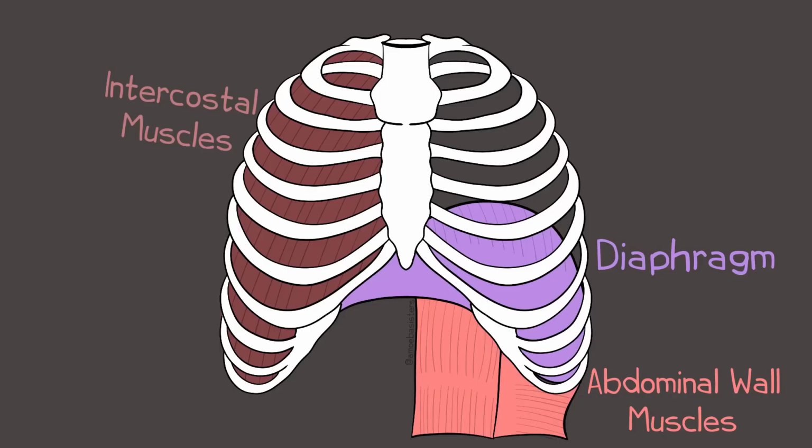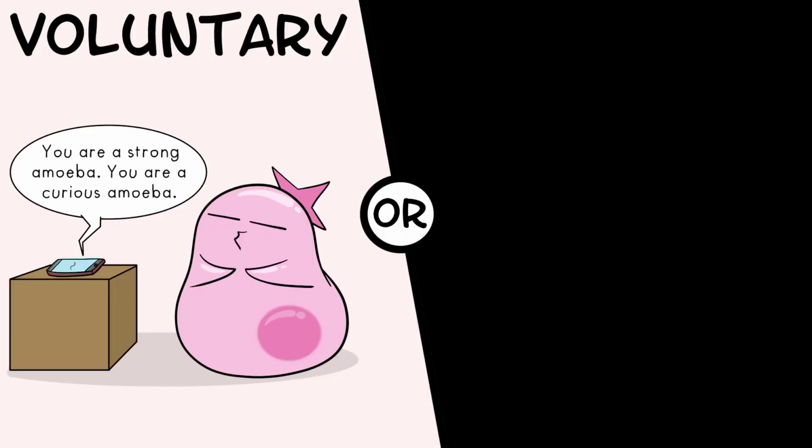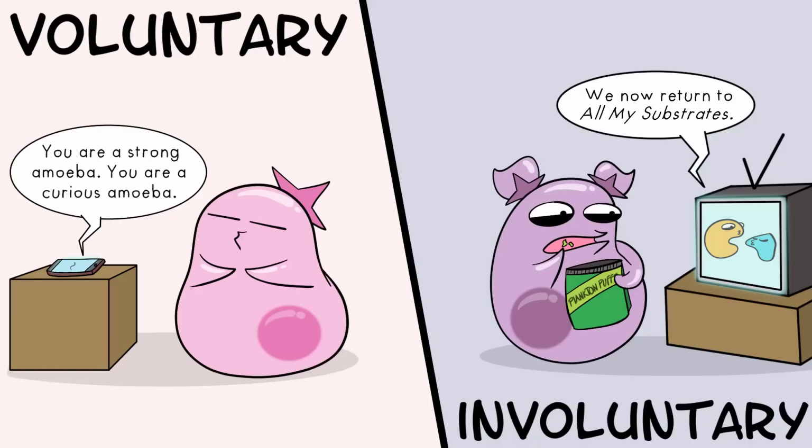It includes abdominal wall muscles. All of these are part of the muscular system, and they are involved with helping to expand or contract the thoracic cavity. While you can take voluntary control of your breathing, you'll notice that most of the time your breathing is involuntary. That is, you aren't consciously controlling it.